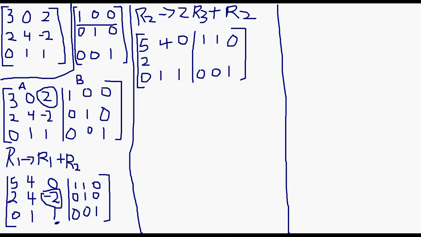And then now we are moving on to the next column. So 2 times 1 is 2. So now that 2 plus 4 will give us 6. All right.